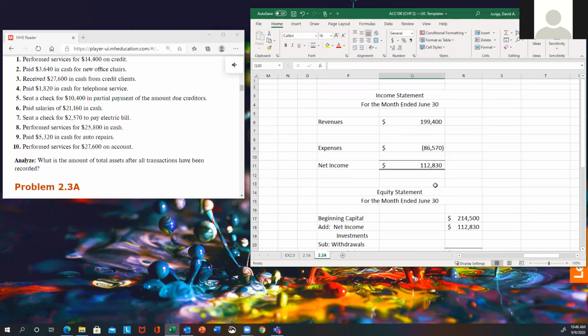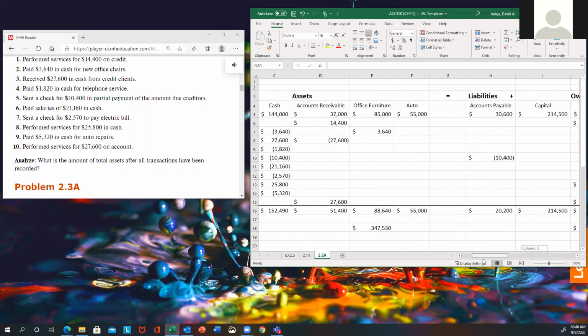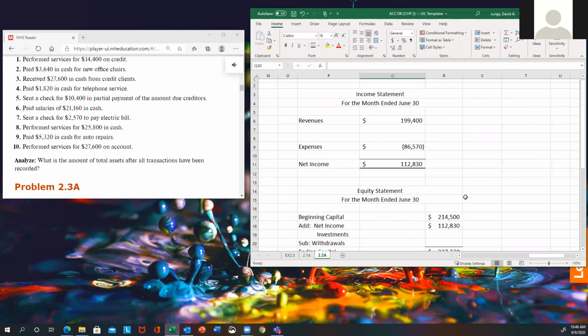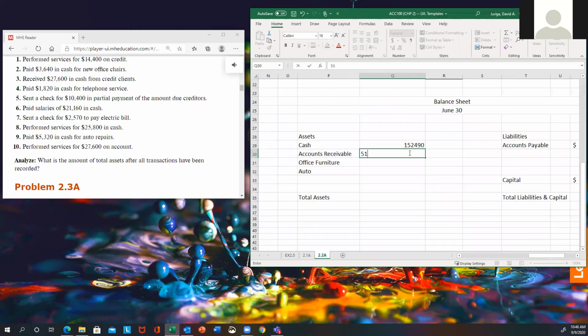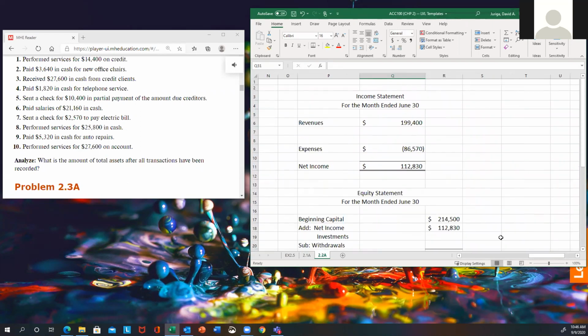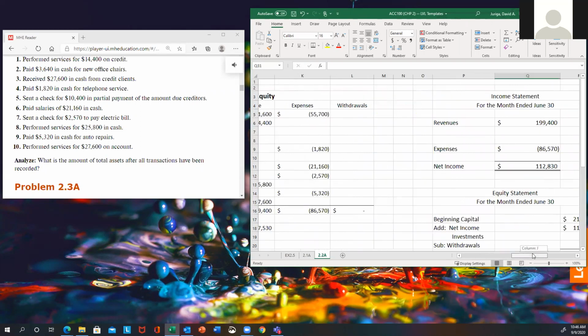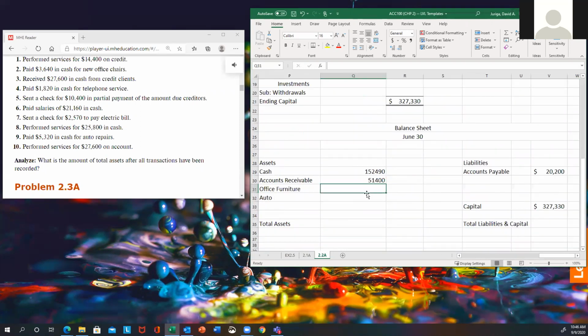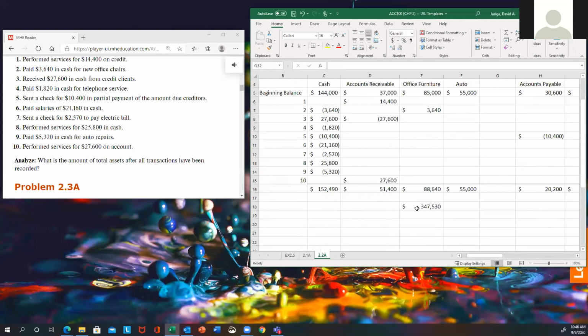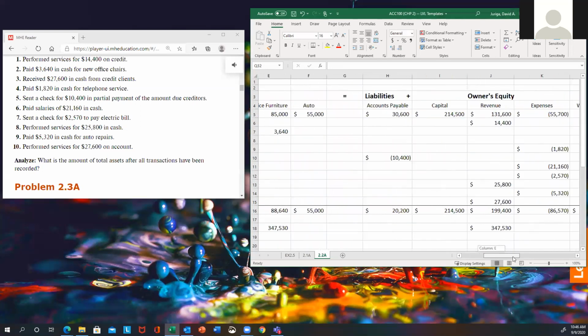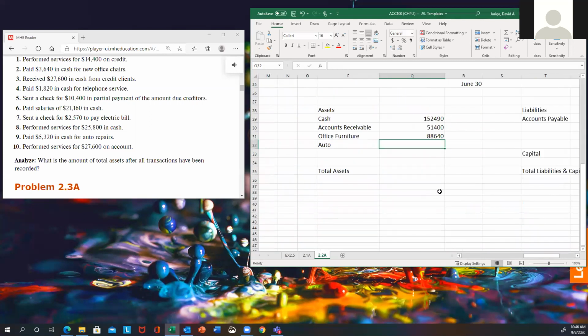Cash. Accounts receivable is 51,400. Got office furniture, which is 88,640. And then auto, which was 55,000. Again, I'm just pulling these right from your equation.